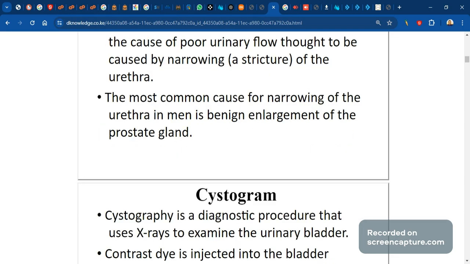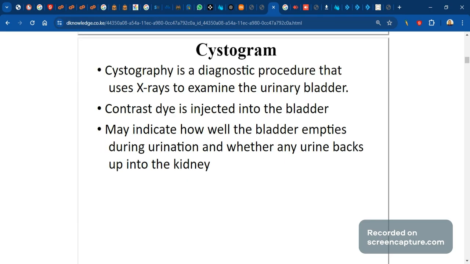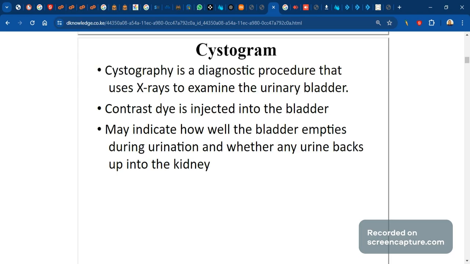And the most common cause of narrowing of the urethra is enlargement of the prostatic gland, which we call BPH, benign prostatic hyperplasia. So cystography is a diagnostic procedure that uses X-ray to examine the urinary bladder. Cyst, anything cyst, talks about the bladder. Cystitis is inflammation of the bladder. These medical terms are easy to integrate, but it still requires some ideally measured perspective. Contrast dye is injected into the bladder, so it may indicate how well the bladder empties during urination and whether any urine backs up into the kidney.